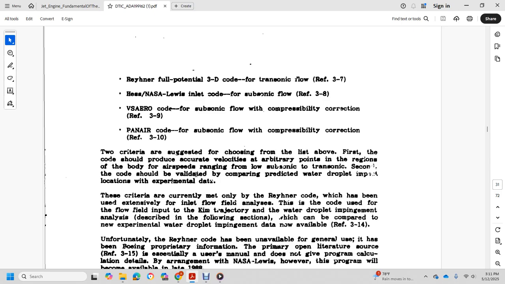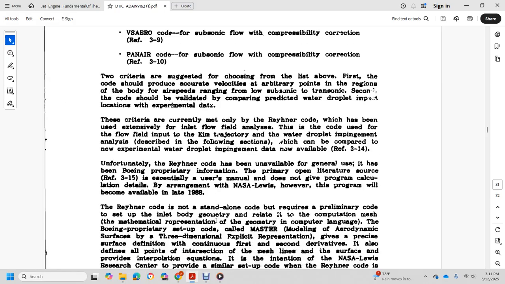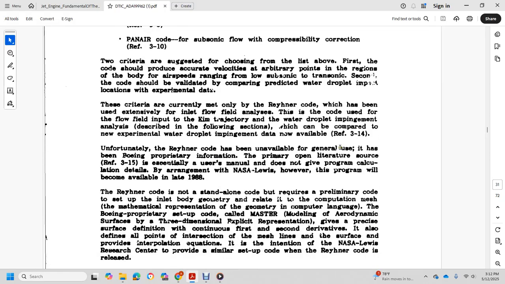The code is used with the flow field input, in conjunction with the water droplet impingement analysis described in the following sections, and can be compared with new experimental water droplet impingement data now available, Reference 314. Unfortunately, the Rainier code has been unavailable for general use. It has been Boeing proprietary information, and the primary open literature source, Reference 315, is essentially a user manual that does not give the proper program calculation details. By arrangement with NASA Lewis, however, the program will become available in 1988.